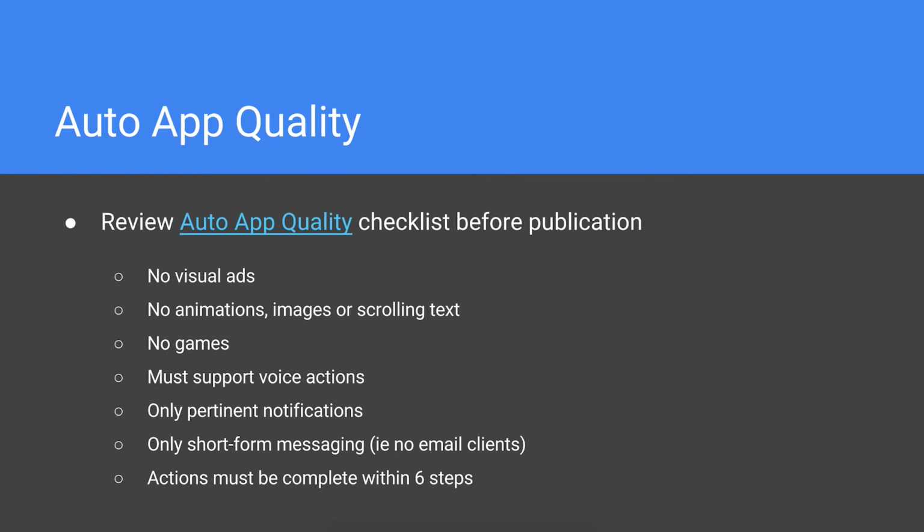When you are actually ready to publish an app that is compatible with Android Auto, it has to pass the Auto App Quality Checklist, and there's a link for it in there. I've just highlighted some of the things here, but it's essentially a giant list of things that your app can't do. If it does any of those things, then it's going to get rejected. Some of the interesting ones: no ads, no animations, no games, nothing that's distracting in any way. It's supposed to be really simple.